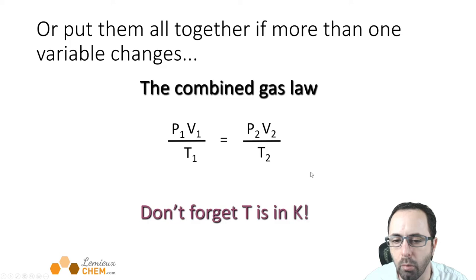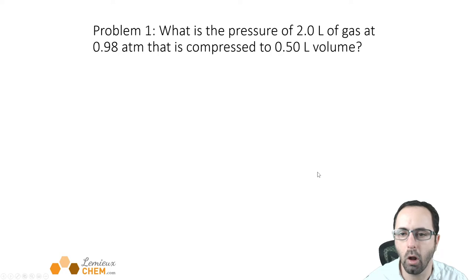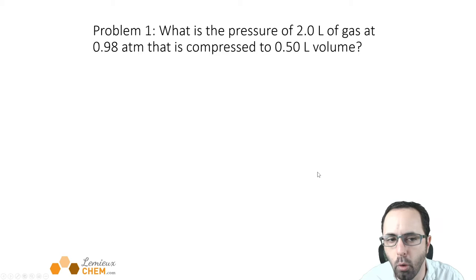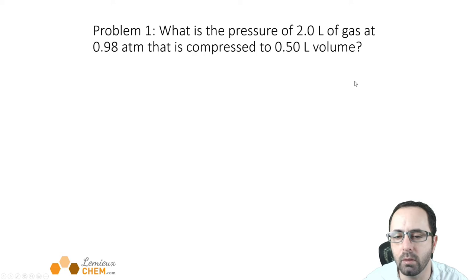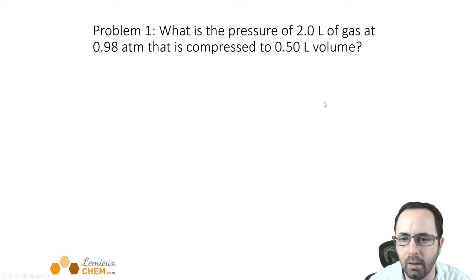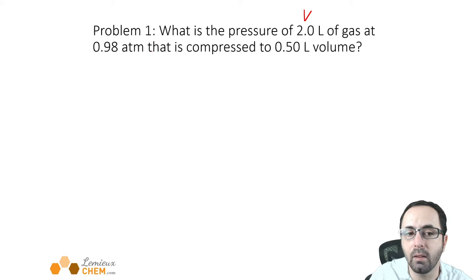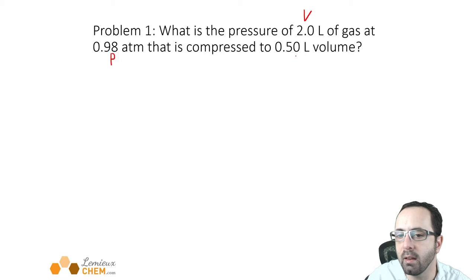So let's do some problems now using this equation. Problem one. What is the pressure of 2 liters of gas at 0.98 atmospheres that is compressed to 0.5 liters of volume? When you look at a question like this, first you should analyze it and see what is there. Here we have 2 liters, that is definitely a volume. And then 0.98 atmospheres. Atmospheres is a pressure unit, so this is a pressure here. And then we have another volume here, and this is a different volume.